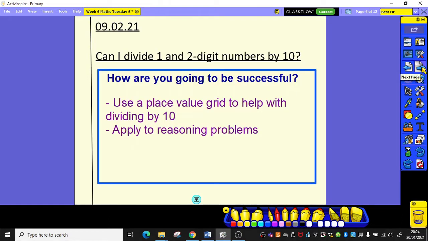For everyone else today, we're going to be dividing 1 and 2 digit numbers by 10. How are you going to be successful? Well, the main way is that you are going to be using the place value grid to help you. And also you're going to be able to apply your understanding to some word problems.